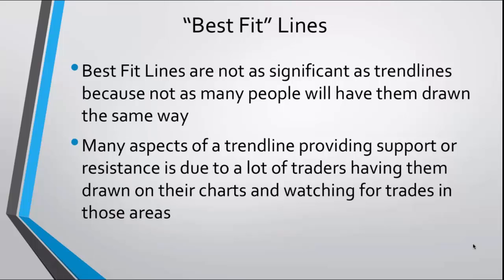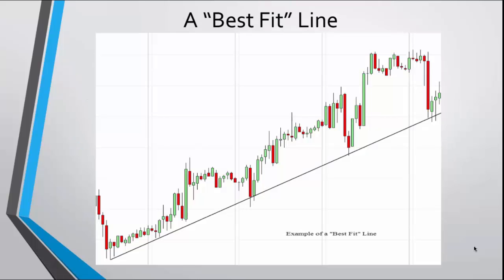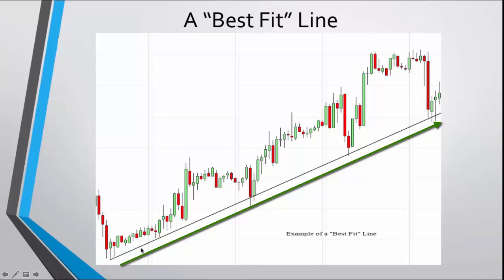Many aspects of a trend line providing support or resistance is due to a lot of traders having them drawn on their charts and watching for trades in those areas. Again, becoming self-fulfilling, that's kind of a big deal in price action analysis. So here we see an example of a best fit line. The best way to explain a best fit line is on a candlestick chart specifically, but it applies to bar charts as well. You draw a general trend line that shows direction.